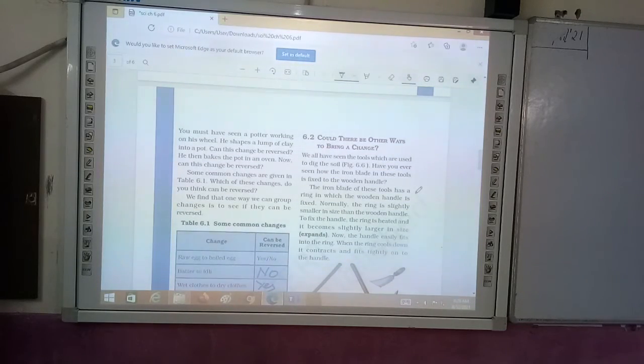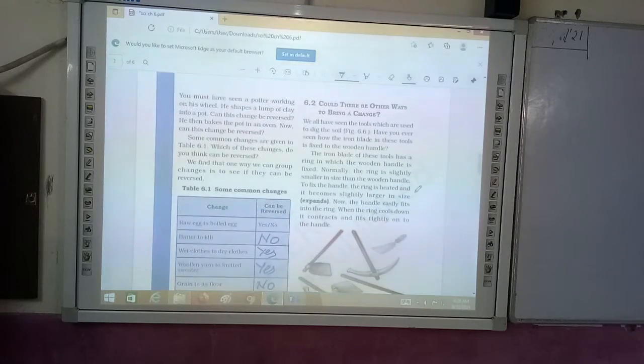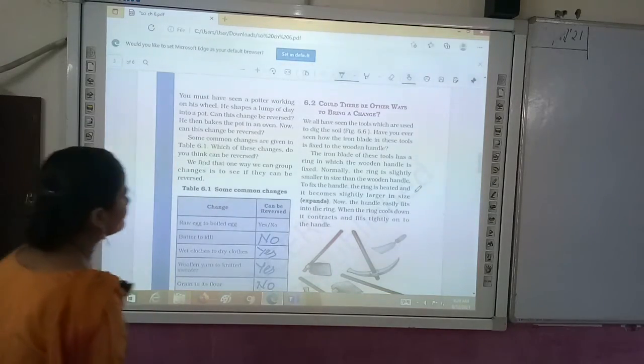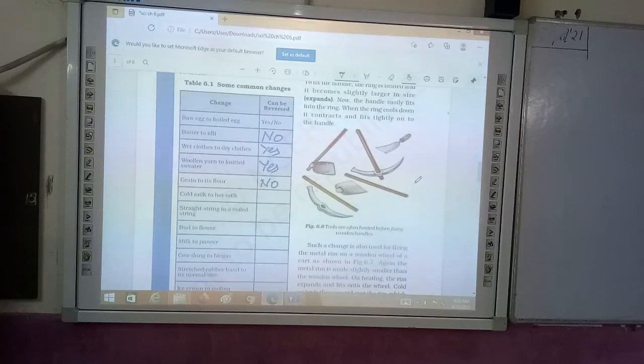ma'am. Could there be other ways to bring a change? Is there any other way to bring a change? So we have to study this. We will read this topic. We all have seen the tools which are used to dig the soil. We all have used the, आपने देखा है, tools. ठीक है, see figure 6.6. You have seen these tools.